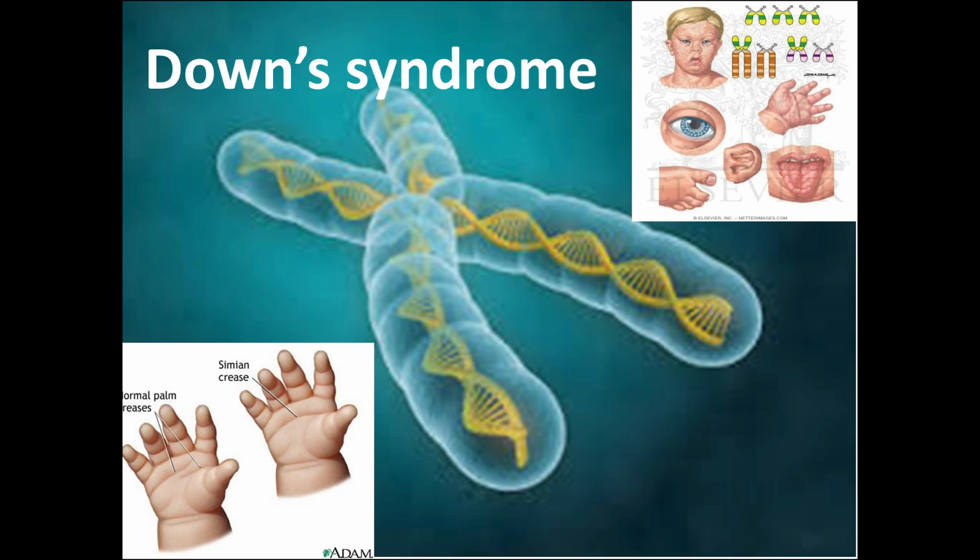And these are some of the pictorial representations of Down syndrome. There you see the triplication, that is trisomy, of the 21st chromosome, and the protruding tongue, and simian crease, iris defects, and then a normal palm compared to a simian crease palm has been shown.